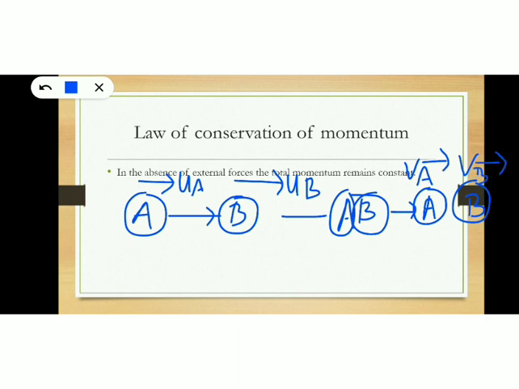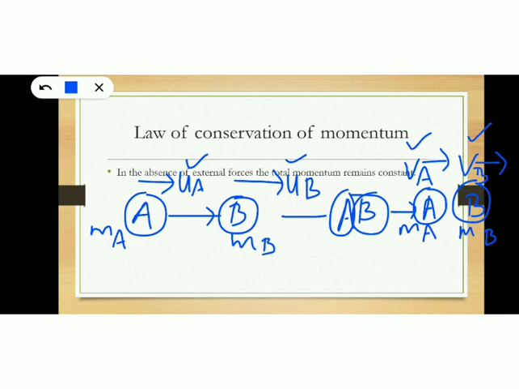Okay, so here let MA be the mass of A, let MB be the mass of B. So before collision and after collision, mass of the object does not change. So after collision also, mass of the object will remain MA and MB respectively, but the velocity will change. Initially A and B are moving with velocities UA and UB, but finally their velocities are VA and VB.